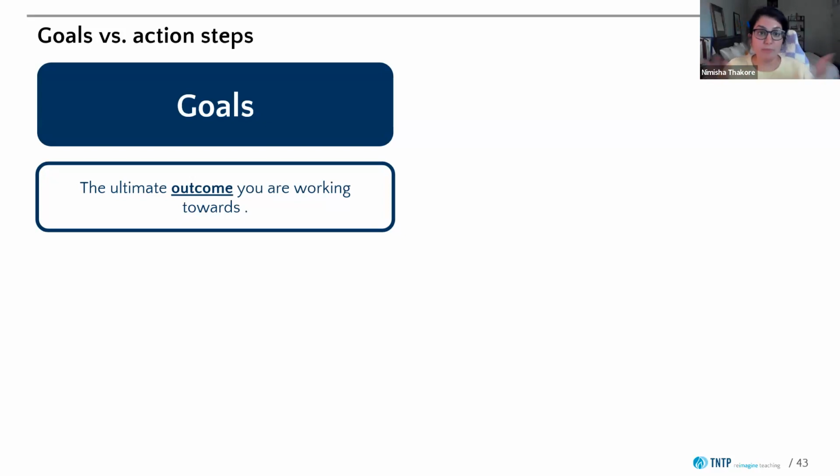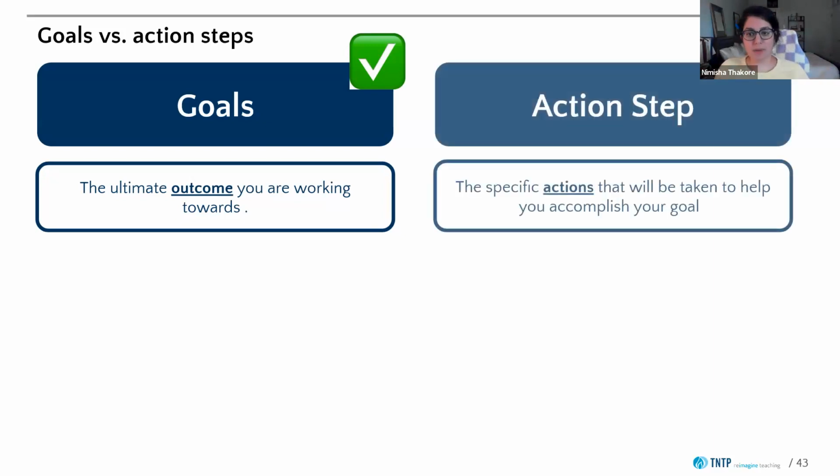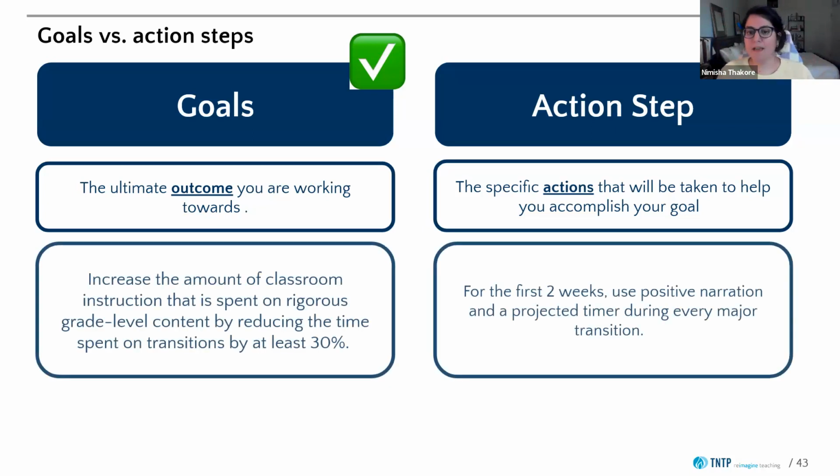So as leaders, we probably all have plenty of experience writing goals, right? What is the ultimate outcome we want to see? And we just spent some time doing that for Mr. C's classroom. Now let's talk about action steps. Action steps are where we define what needs to happen and what steps need to be taken to get closer toward that goal.